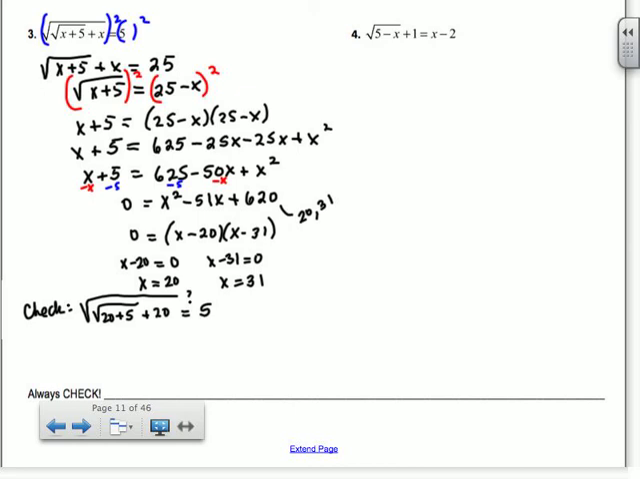So under this first little square root, you kind of have to work from the inside out, like inner parentheses. Okay, so from this inside square root, I have square root of 25, which is 5. So I'm going to get the square root of 5 plus 20 is 5. So it works. All right, so I know 20 works. Try 31.